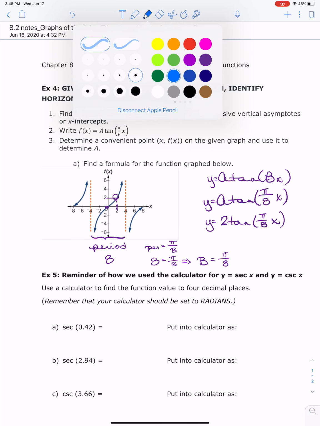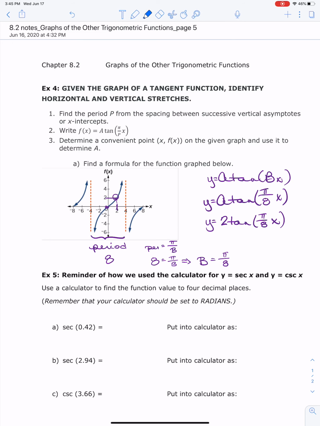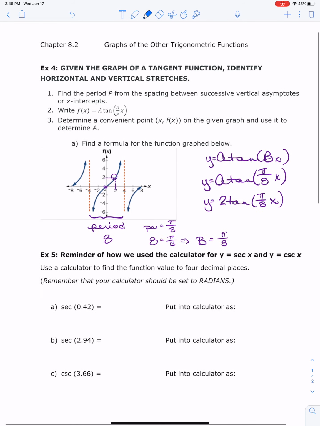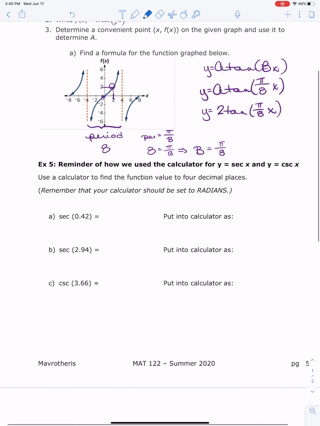Okay, so before we move on here to the bottom part, we are going to start talking about graphing secant and cosecant. Just the reminder here and how to use the calculator. Please remember that your calculator should be set to radians, especially as we're graphing. We typically don't mark that x-axis in terms of degrees. It's going to be in terms of radians.